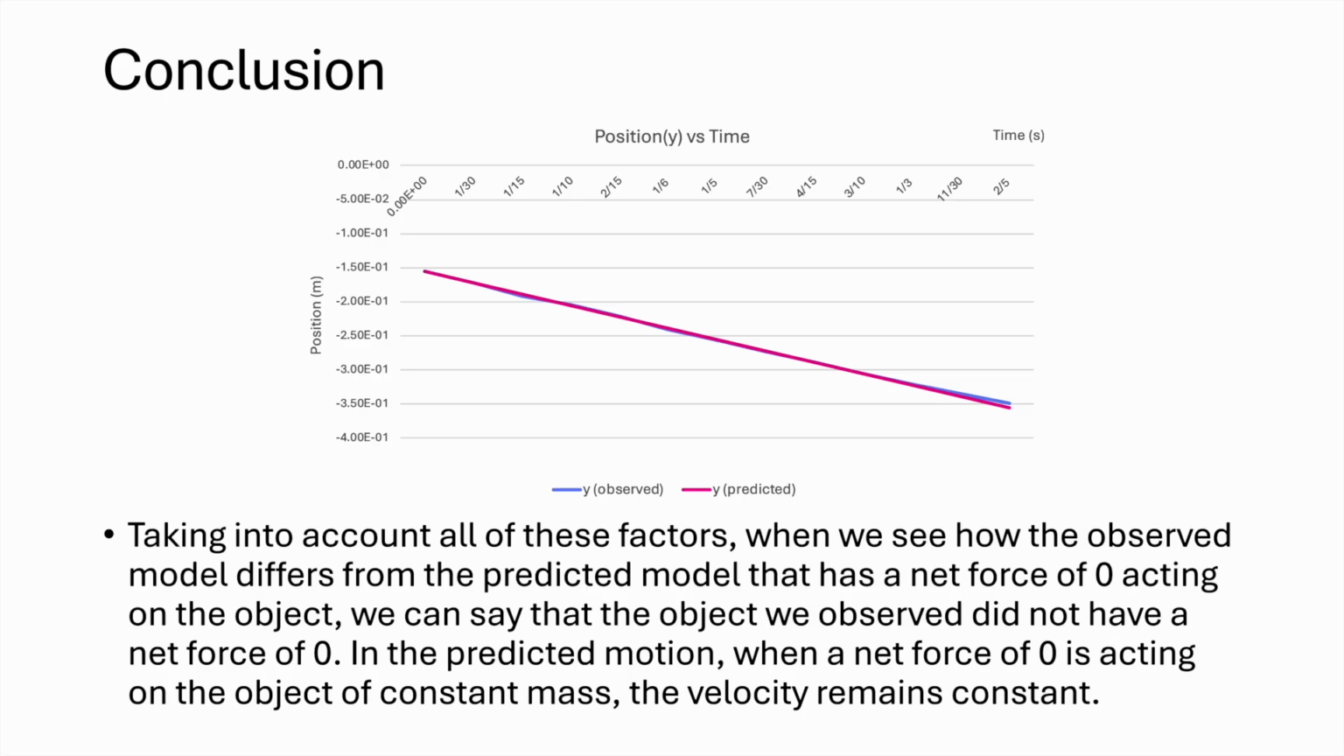In conclusion, taking into account all of these factors, when we see how the observed model differs from the predicted model that has a net force of 0 acting on the object, we can say that the object we observed did not have a net force of 0. In the predicted motion, when a net force of 0 is acting on the object of constant mass, the velocity remains constant.